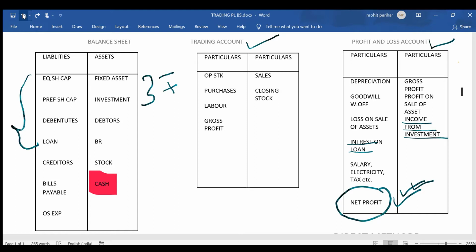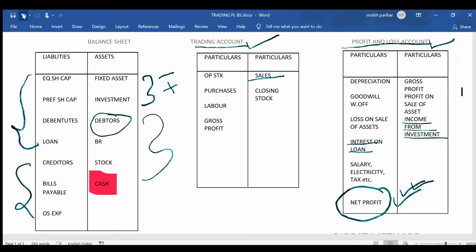Now I will tell you why current liabilities and current assets are not a part of financing and investing activities. As I have previously told you, activities in the trading account and P&L account are a part of operating activities. The debtors in the balance sheet originate from sales, which is a part of the trading account, and the bills receivable originate from debtors only. And the stock we see in the balance sheet is the closing stock only.